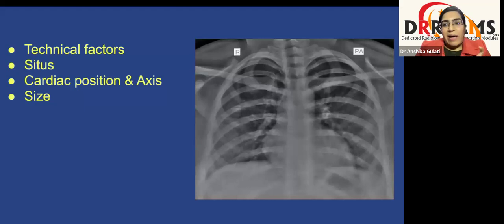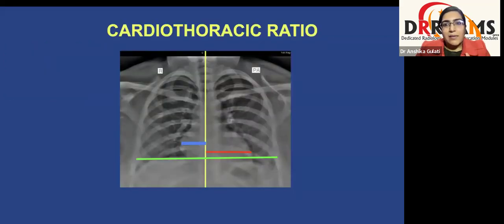Next step is to evaluate the size of the heart. For that, we use something called the cardiothoracic ratio. For the transverse cardiac diameter, what we do, we draw a line in the midline passing through the spinous processes of these vertebral bodies, and we draw a line from the midline to the maximum lateral convexity on the right side, and another line from midline to the maximum convexity on the left side. And we add these two diameters to get the maximum cardiac diameter.